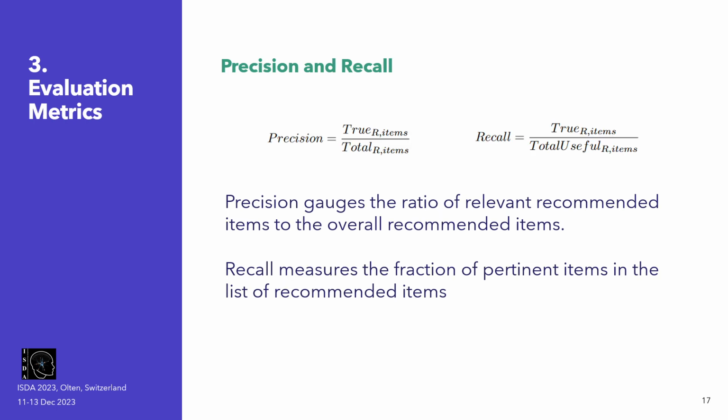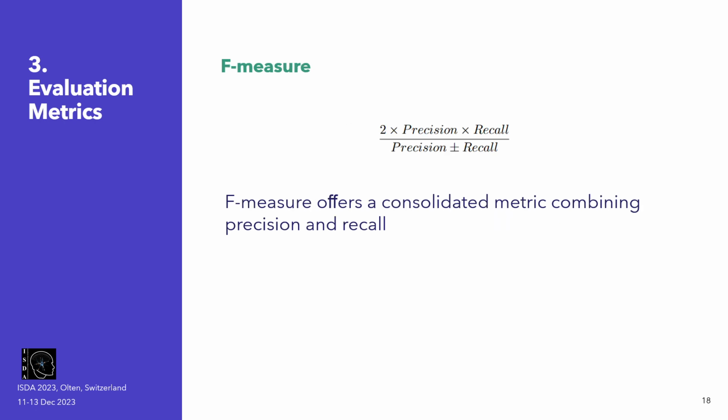The other metrics are precision, recall, and F measure. The first is precision, the ratio of relevant recommended items to the overall recommended items. Recall measures the fraction of pertinent items in the list of recommended items. And the F measure offers a consolidated metric combining precision and recall.